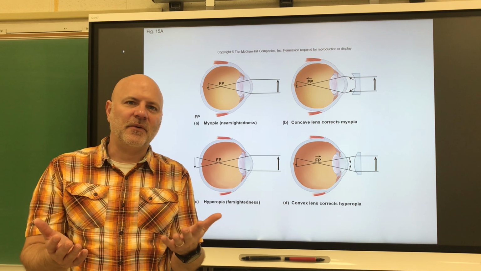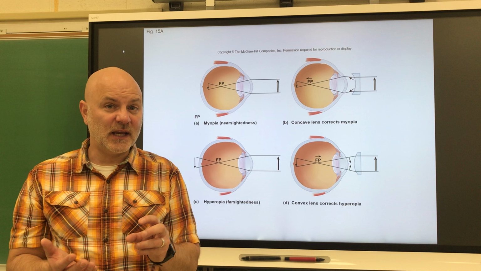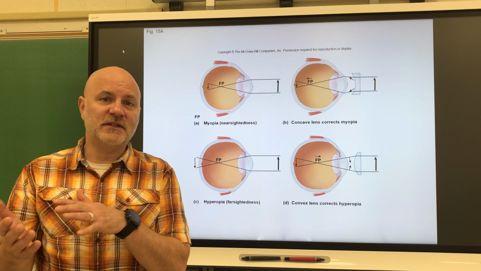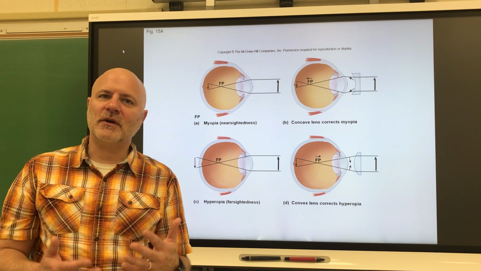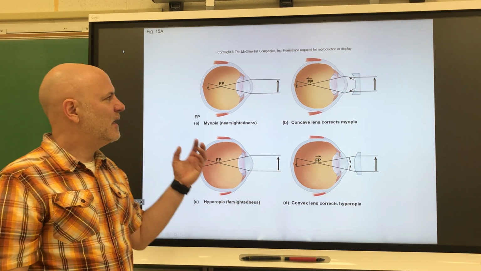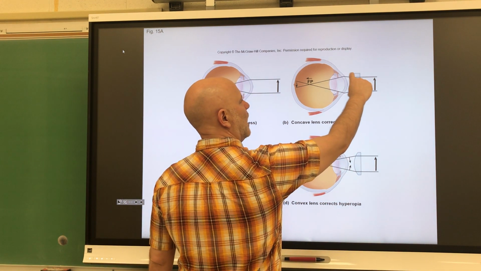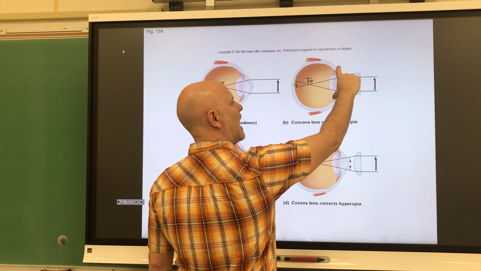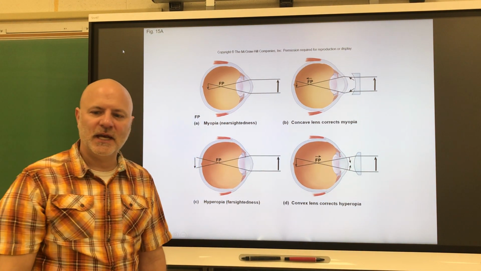But that's not the proper thing. Our lens is supposed to flatten for distant vision. It's supposed to thicken for close vision. But it's flattening out for close vision, and so it can't flatten out anymore for distant vision. All right? And this is corrected with concave lenses. So those lenses cause the light rays to diverge further out before they get into the eye, and so the image forms in the right location.